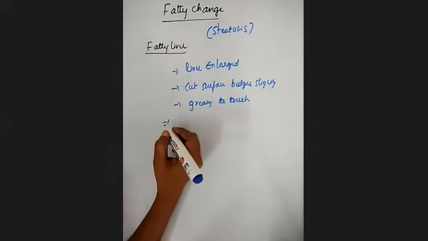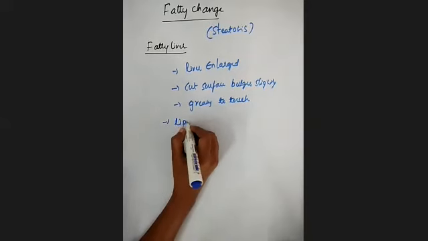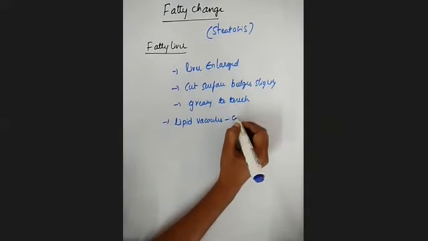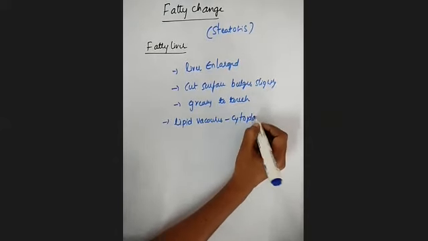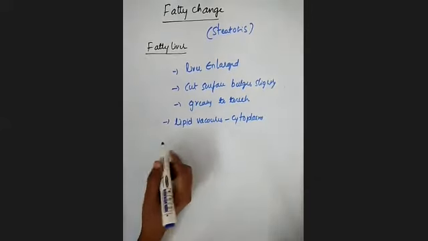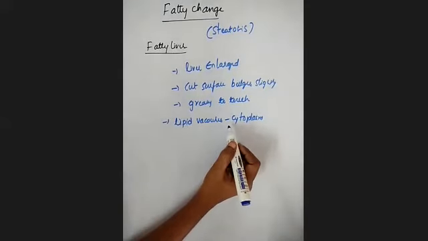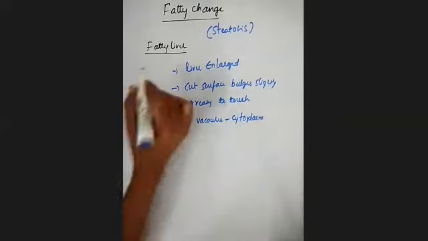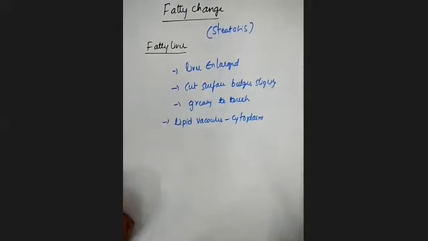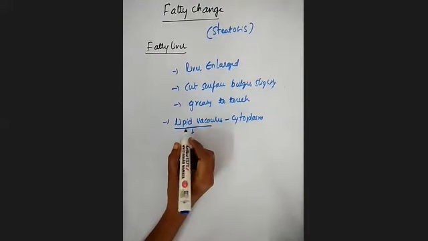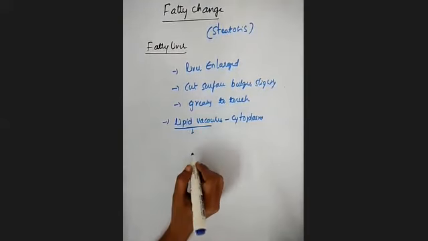And next, what happens? Lipid vacuoles in the cytoplasm, clear. These lipid vacuoles are going to develop inside the cytoplasm. Clear? Lipid vacuoles means spaces filled, bubbles. These lipid vacuoles are going to be present inside the cytoplasm in case of fatty liver. Clear? Initially, these lipid vacuoles are very small in size.